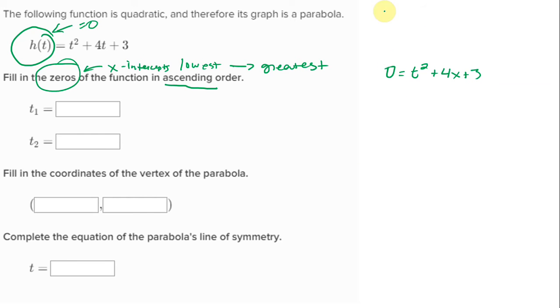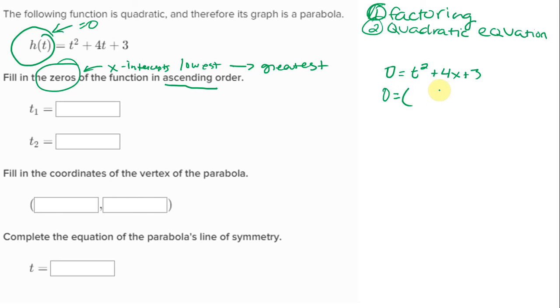And I could do this in multiple methods. My two methods that I can find my zeros are by factoring, or I can use the quadratic equation. They're both equally good methods. This one's really easy to factor though.